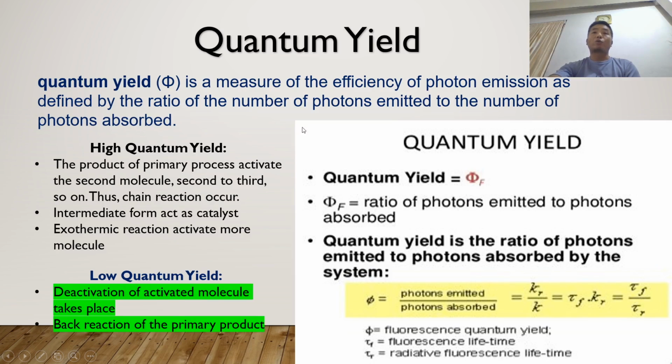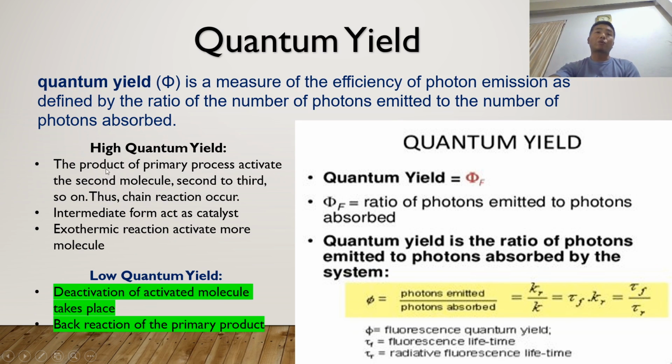And then quantum yield. Quantum yield is a measure of the efficiency of photon emission, defined by the ratio of the number of photons emitted to the number of photons absorbed. Here it is photons emitted divided by photons absorbed. The substance which emits the photon and the substance which absorbs the photon, that is the quantum yield.